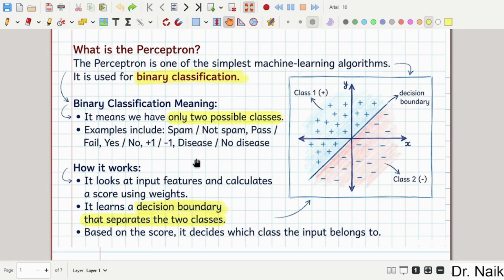Now understand how the perceptron works. The perceptron looks at the input features and calculates a score using weights. Then it learns a decision boundary that separates the two classes. Based on the score, it decides which class the input belongs to.